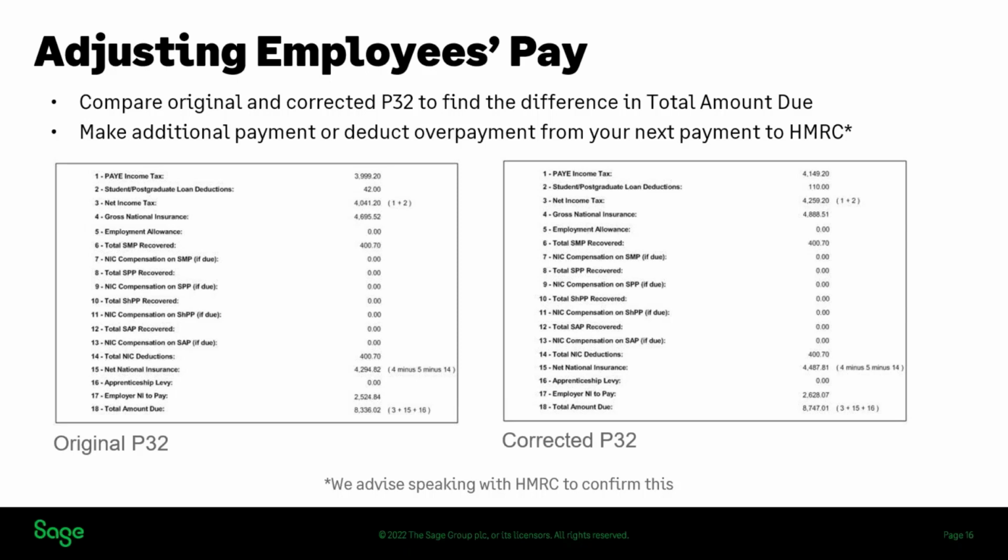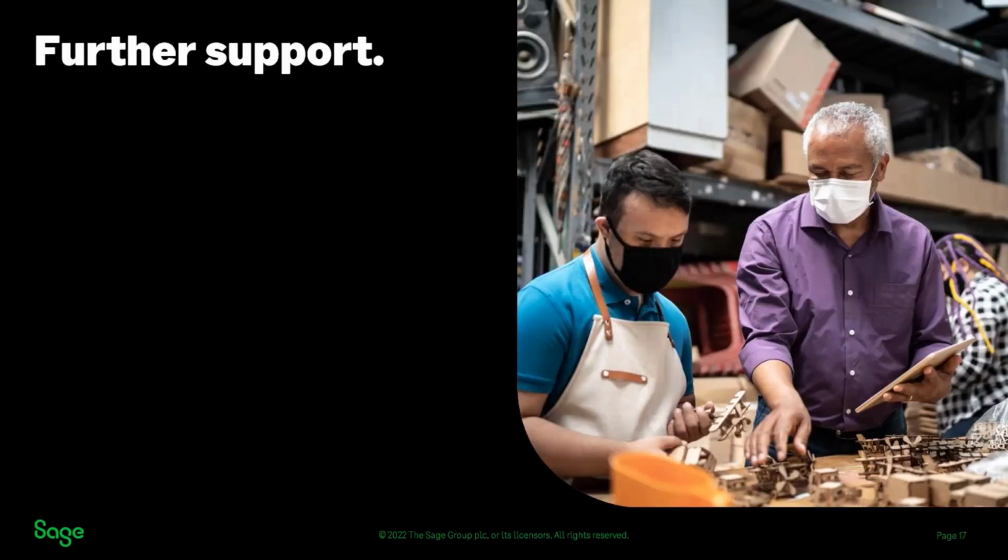Now, there is a little star there because we do advise you need to speak with HMRC to confirm that. Unfortunately, we cannot speak for them and how they wish to have either any overpayments deducted or underpayments to be paid back. You'll need to speak with HMRC. That tends to be the norm, where you either make an additional payment or it's then deducted from your next bill, as it were. But please do speak to HMRC to find out for sure.